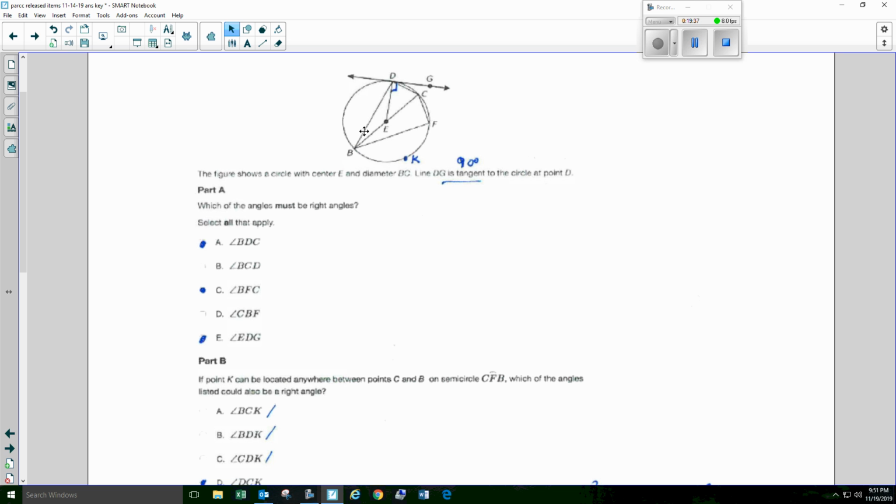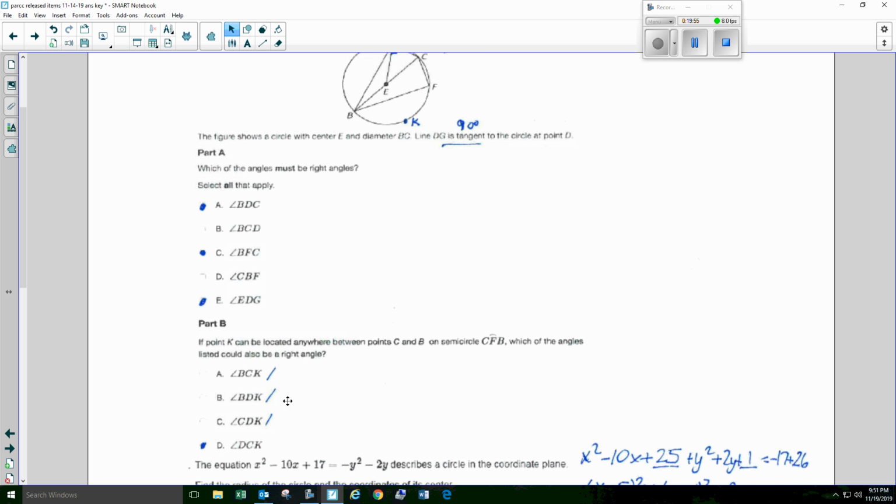Okay, we know BDC is 180, that arc is, which is why it is there. CDK, if I connect this right here, it's going to be half of that arc. Well, that arc we know is not 180 degrees, so that can't be the 90.